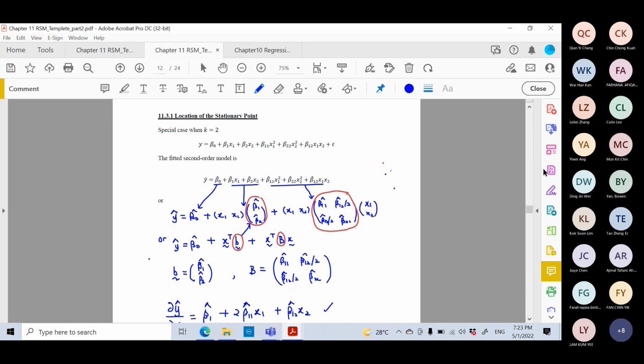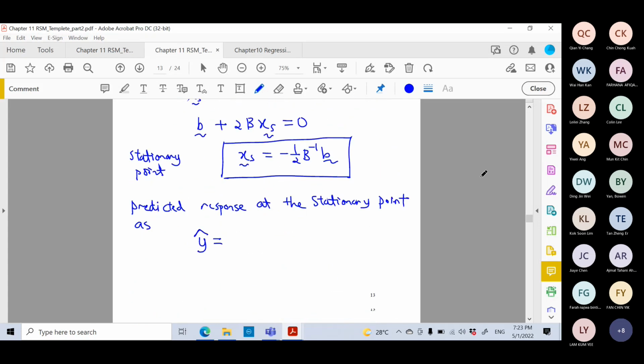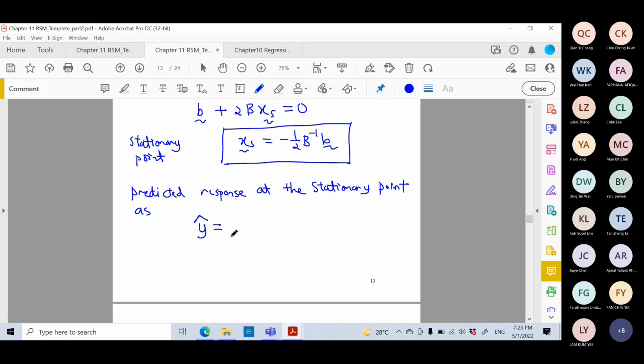Your equation can be written as this one. I will write it down here. Your prediction equation will be equal to beta naught hat plus XS transpose multiplied by b, where you substitute the stationary point, plus XS transpose multiplied by B multiplied by XS. Because the XS here, you can substitute with this one.